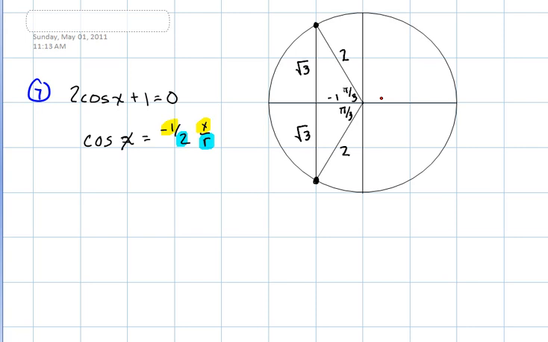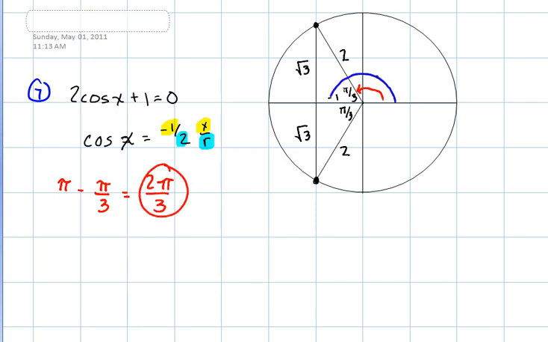Now we want to figure out that this angle right here is going to be less than half a circle. For less than half a circle, we're going to have pi minus pi over 3, which will end up being 2 pi over 3, one of our answers.